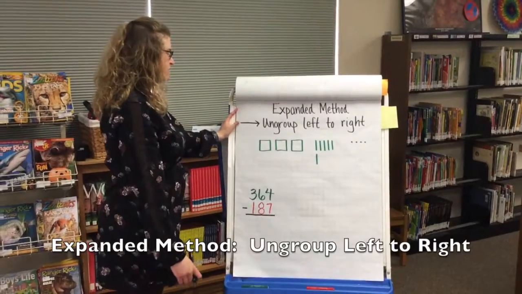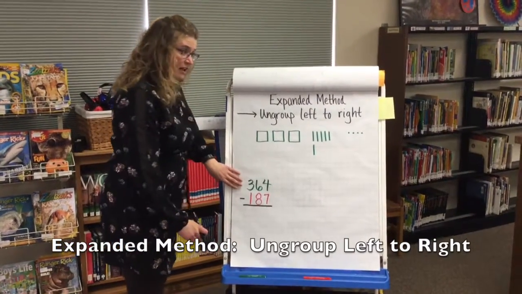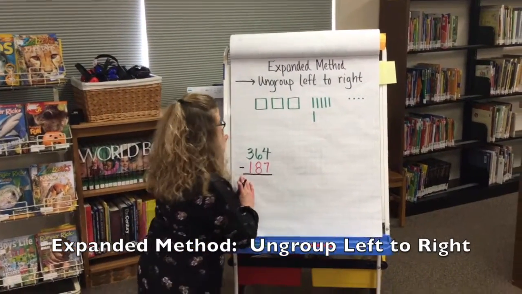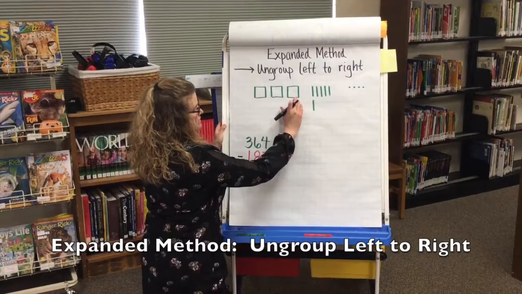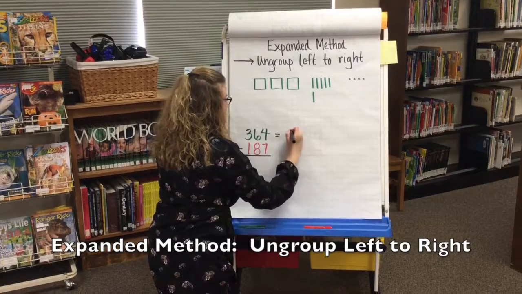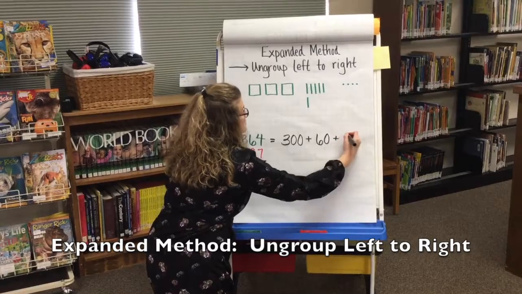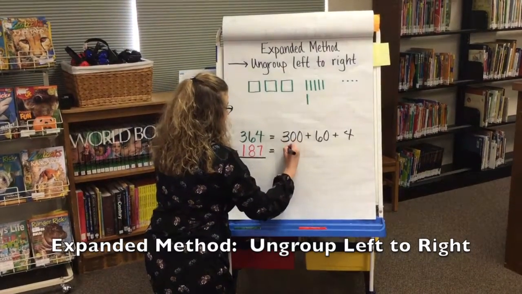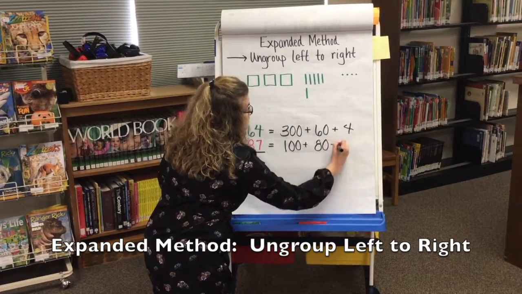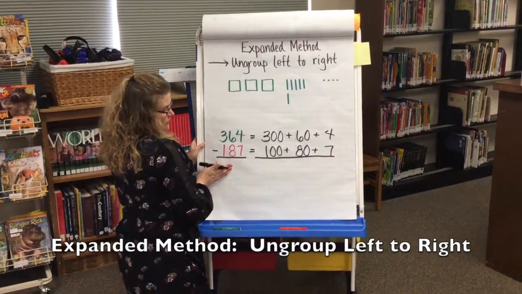I'm going to continue on with the expanded method. This time I'm going to ungroup from left to right. Again, I'm going to make a proof picture to match my equation. 364 subtract 187. I have 3 hundreds, 60, and 4 ones, which equals 300 plus 60 plus 4. 187 equals 100 plus 80 plus 7. This time I'm going to be working from left to right.